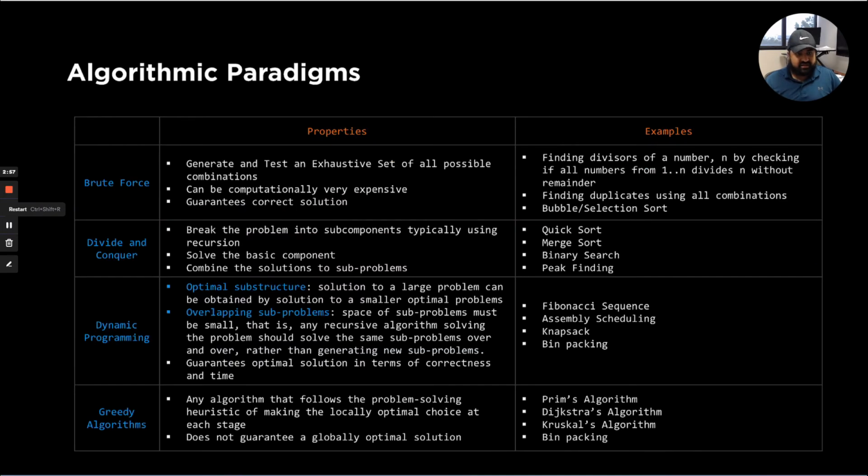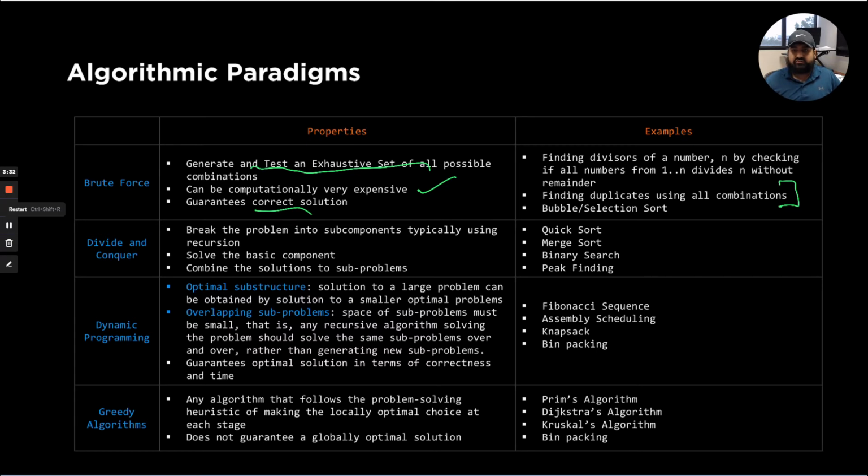So essentially, a few properties of these paradigms. If we talk about brute force, a few properties are that we generate and test a set of all possible combinations, and then we return the correct solution. So it will always guarantee you a correct solution, but it might be really expensive. A few other examples would be, if you were trying to find duplicates and we were trying to see all possible solutions, that's an example again of brute force.